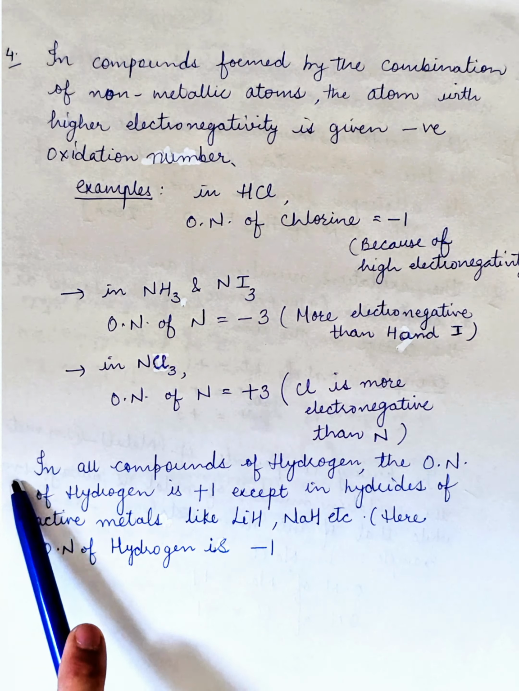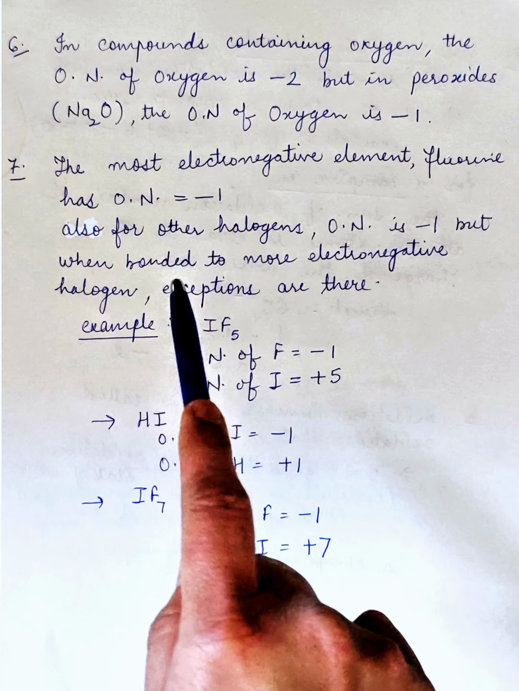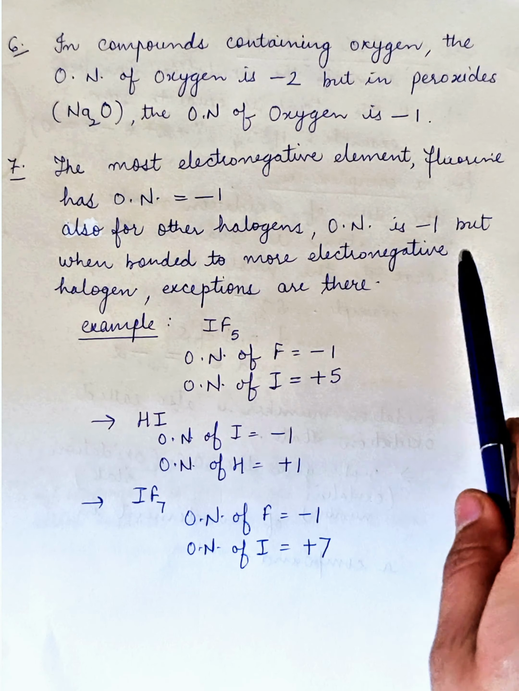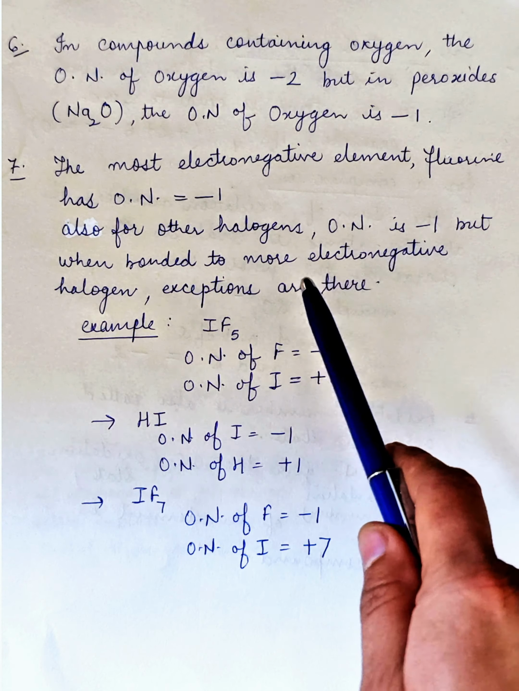The seventh rule says the most electronegative element, fluorine, has an oxidation number of -1. Also for other halogens, the oxidation number will be -1, but when they are bonded to a more electronegative halogen, there will be exceptions. For example, IF5: both are halogens. The oxidation number of fluorine is -1 because fluorine is more electronegative than iodine. So the oxidation number of iodine will be +5.